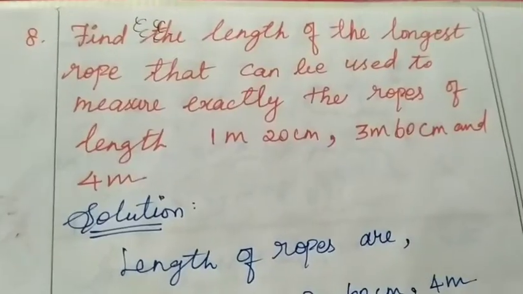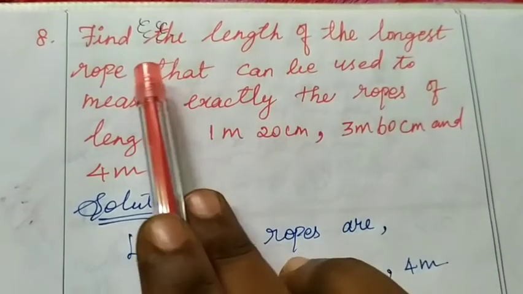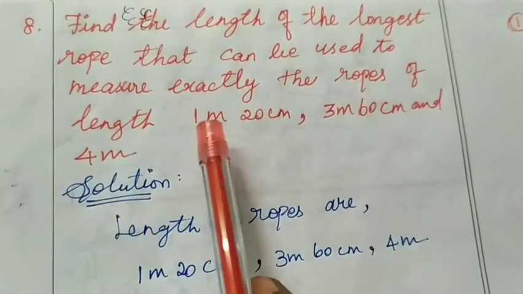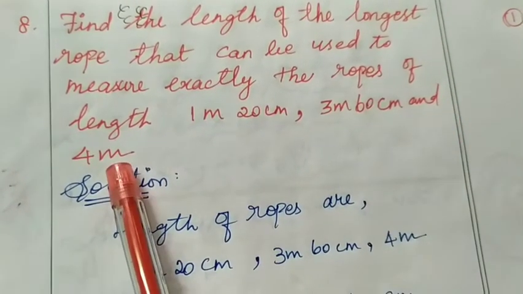Dear students, today we are going to see the continuation of exercise 1.3. Okay, let's see question number 8. Find the length of the longest rope that can be used to measure exactly the ropes of length 1 meter 20 centimeter, 3 meter 60 centimeter and 4 meter.